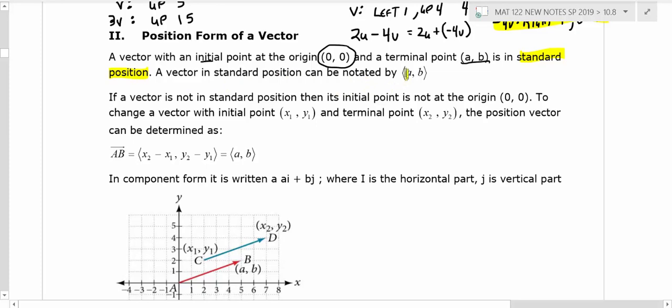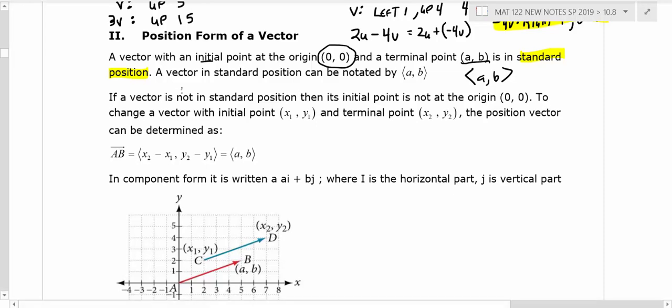And we usually notate that by ⟨a, b⟩ with these brackets that almost look like an inequality, like a less than or greater than sign. That's a standard way to represent a vector. There's other ways as well.